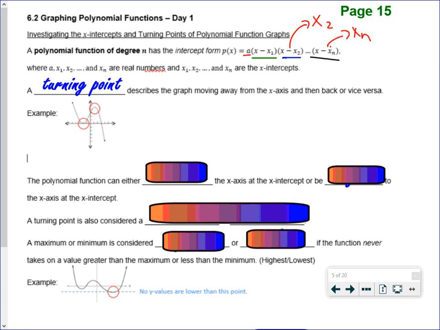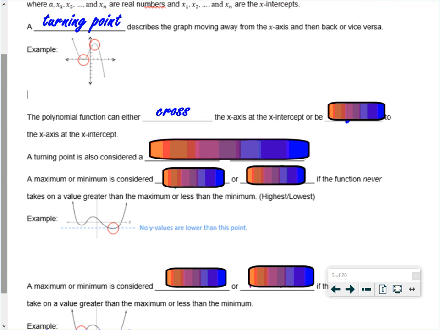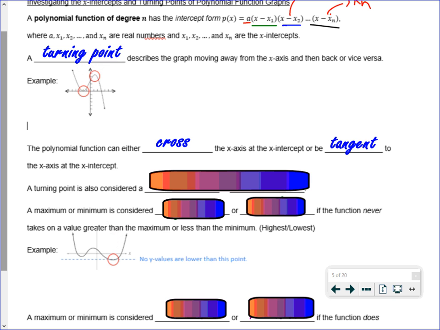A polynomial function can either cross the x-axis at the x-intercept or be tangent to the x-axis at the x-intercept. And the word tangent is just a fancy way of saying that it bounces off the x-axis and goes back. What I like to think about is the x squared graph. So f of x equals x squared, and f of x equals x squared has an x-intercept at x equals 0, at the point (0, 0).